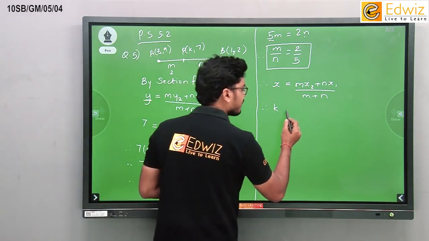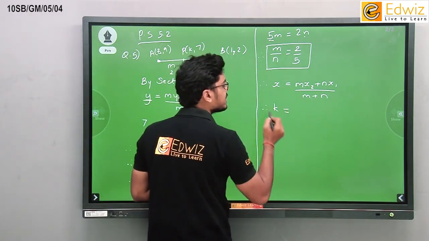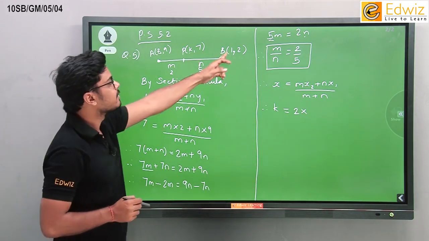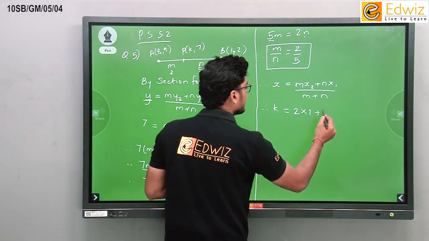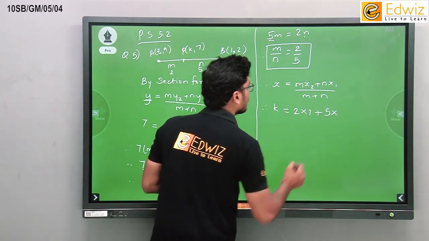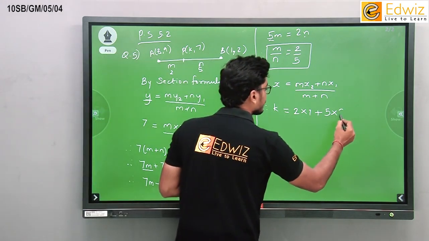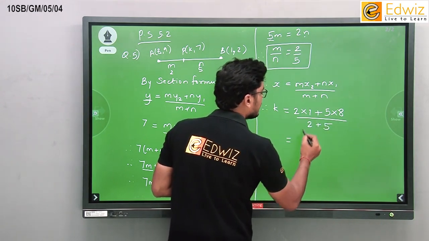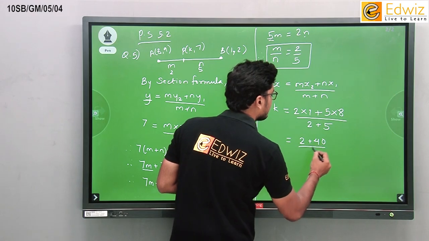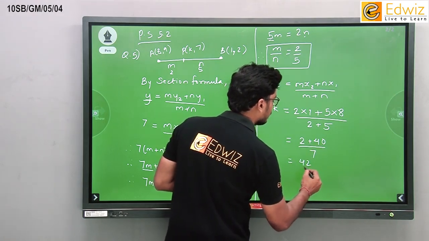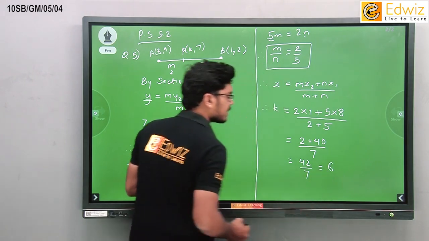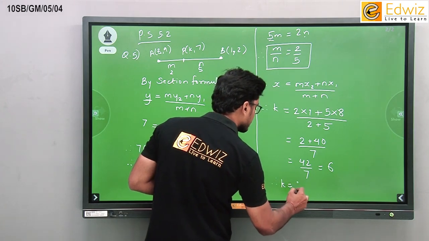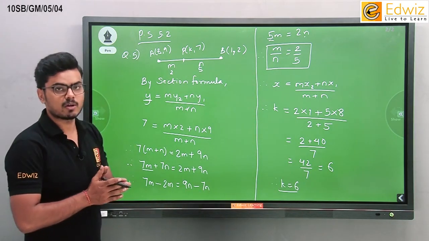We don't need to find the value of k separately. It is equal to m, now we know it is 2. Correct? So 2 into x2, x2 here will be 1, 2 into 1 plus n, we know it is 5, multiplied by x1, that is 8, divided by 2 plus 5. Okay, so this will be 2 plus 40 divided by 7, that means 42 divided by 7, which is nothing but 6, which means the value of k is 6. Okay, so this is how you solve this question.